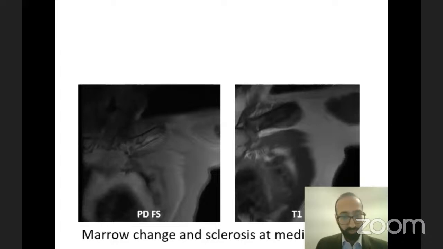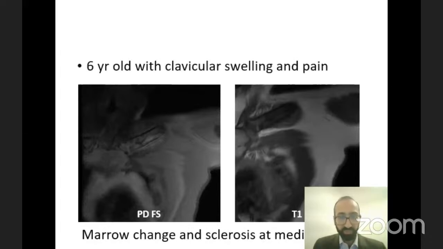This is the last thing I want to touch on, just before I finish very quickly. So this is a case of, I think, a 6 or 8 year old boy. He's come with some swelling over the medial clavicle, and there's a PD fat-sat image on the left that shows high signal in the medial clavicle, but there's also some low signal interspersed within it. And when we did an X-ray, we actually knew that he had some sclerosis and expansion there. And he had a biopsy which didn't show any organism, and his inflammatory markers were completely normal. And so eventually the diagnosis was made of CRMO.